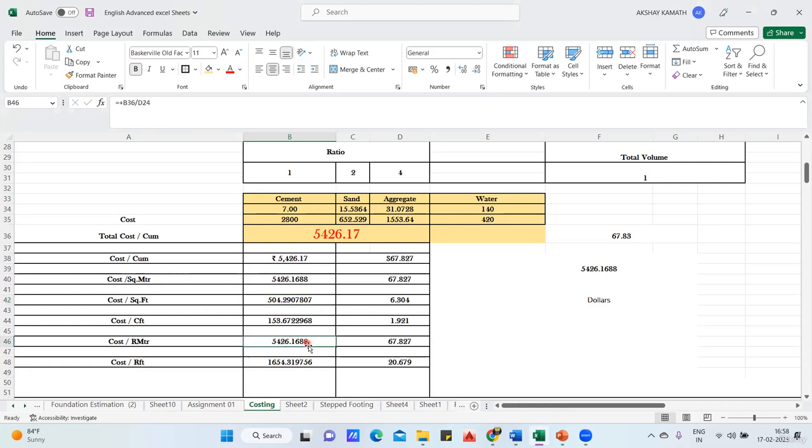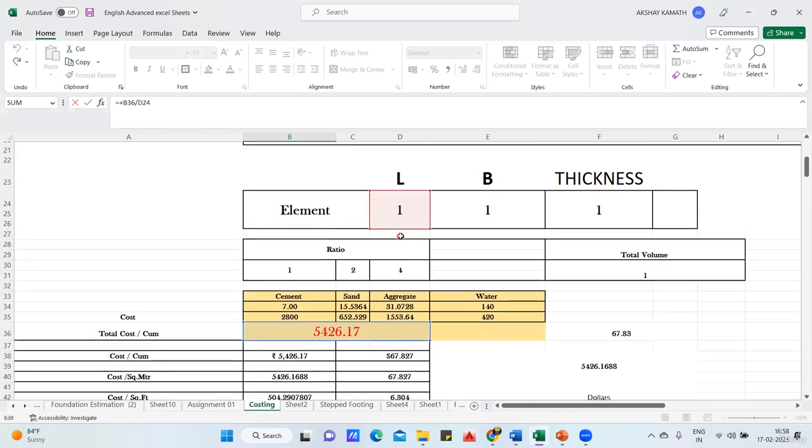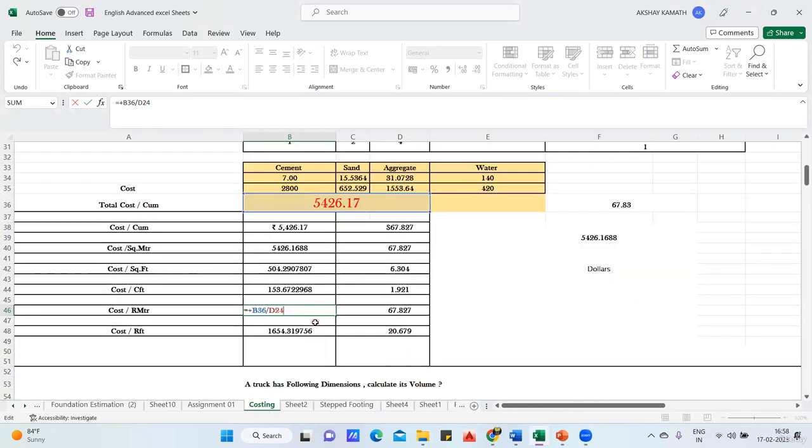Now somebody asks you to tell the rate in running meter. If somebody asks you the rate in running meter, whatever rate you got, you divide it by the length. If you divide it by the length, we'll get the rate in running meter. Here 5426 divided by 1 comes out to be 5426. The unit doesn't matter, just understand the concept.